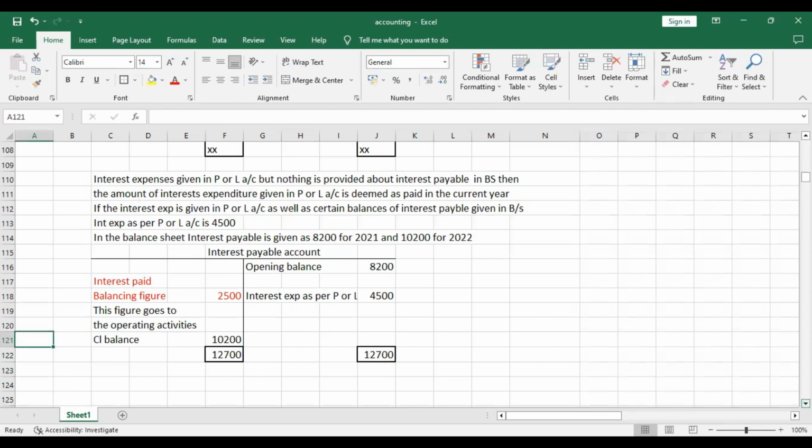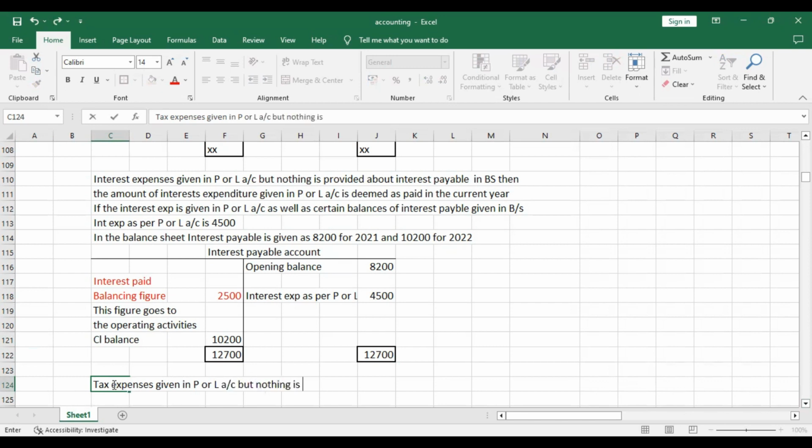Similar to this is the tax also. Now let me explain that one also. Tax also, sometimes, most of the cases, you need to prepare a T account, similar to the interest. Tax expenses given in P&L account, but nothing is given in the balance sheet about tax payable.